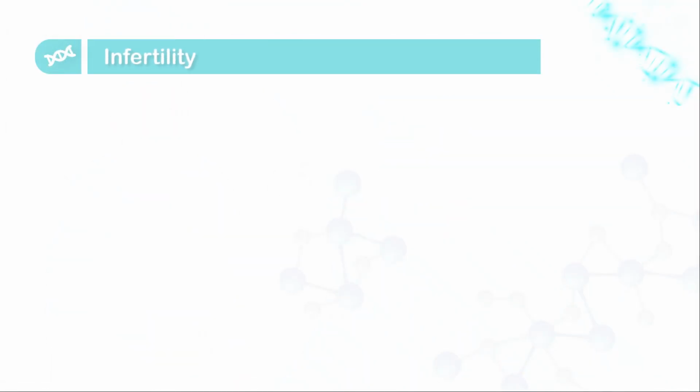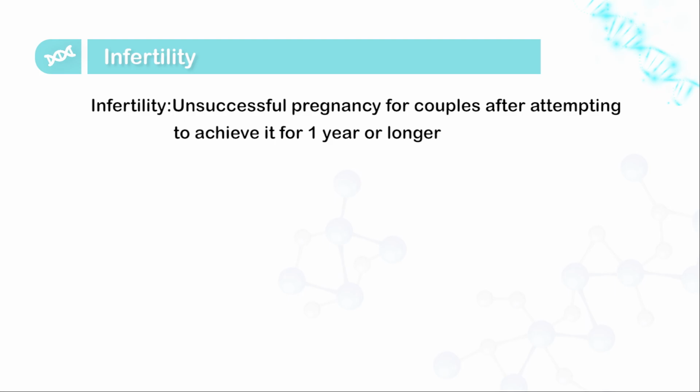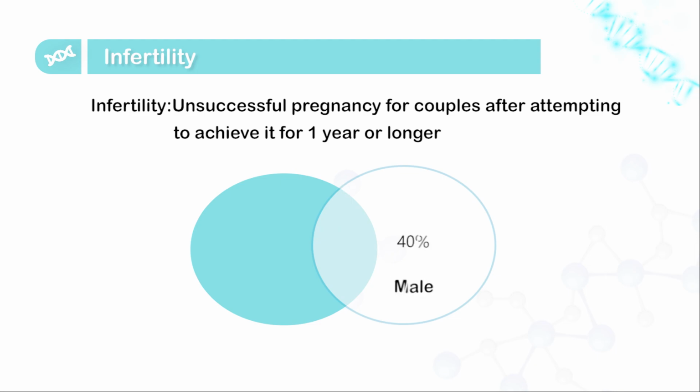So what is infertility? A couple is considered infertile after unsuccessfully attempting to achieve pregnancy for 1 year. Out of all conditions, male factors account for 40%. Female factors account for 40%. The factors for both partners account for 20%. So this means half and half.